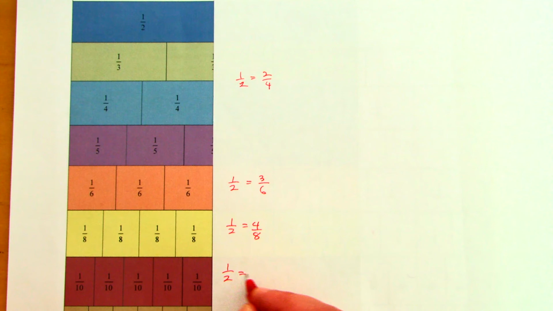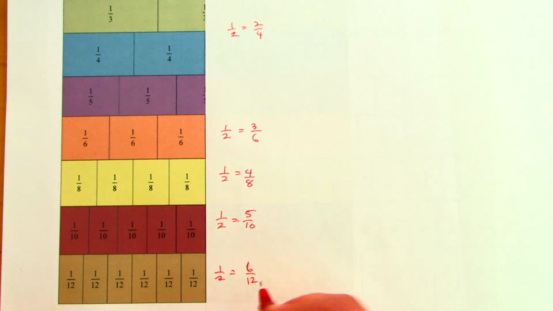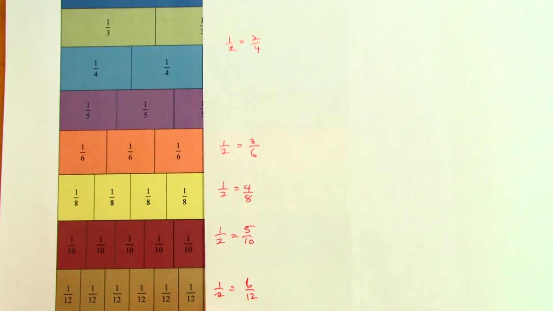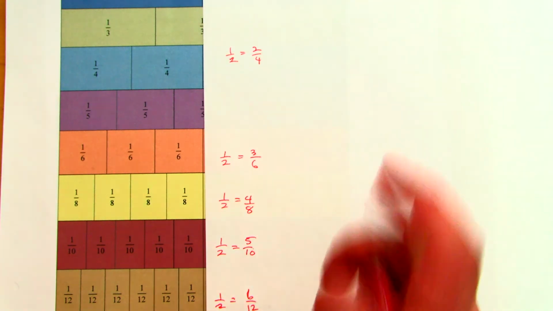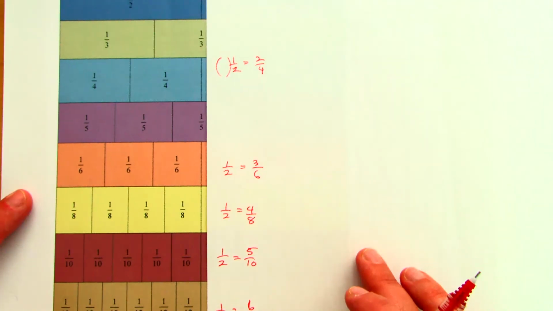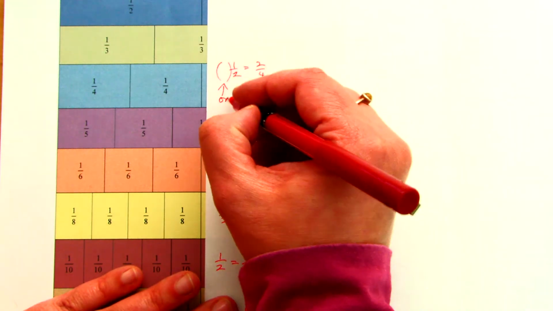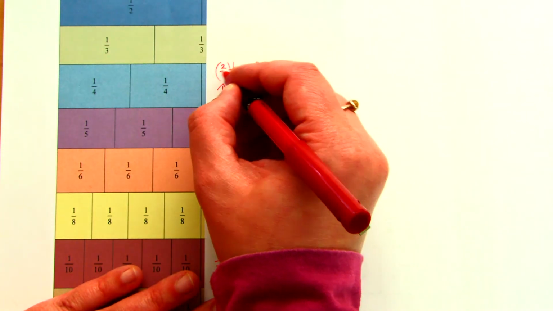1/2 is equal to how many tenths? 5/10. 1/2 is equal to how many twelfths? Oh, it's not on the page. Okay, 6/12. Now, how do I do that mathematically? If I don't have a picture of what it looks like, what do I have to do to the numerator and the denominator to get the equivalent fraction? I'm going to multiply by 1, because they're the exact same size. So I'm going to multiply by 2/2.